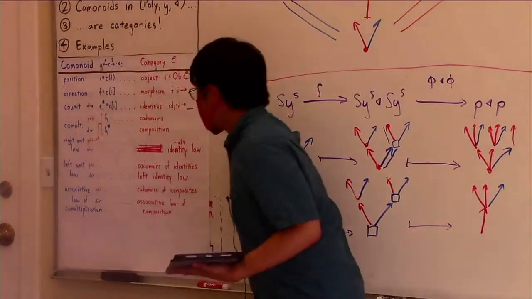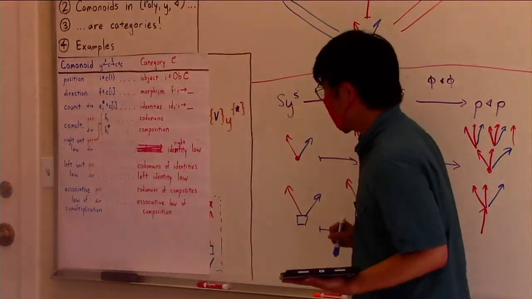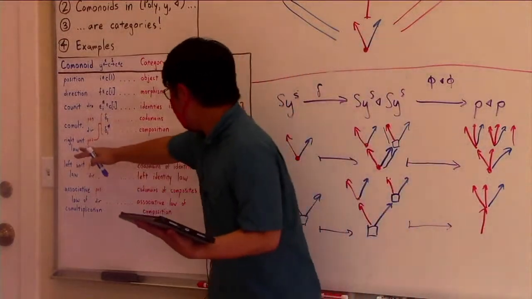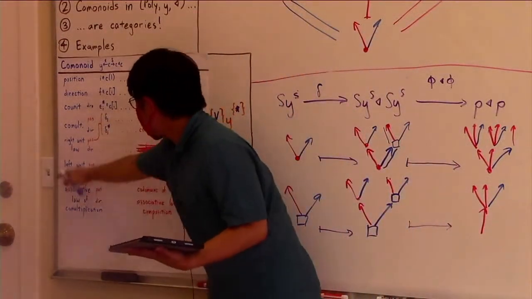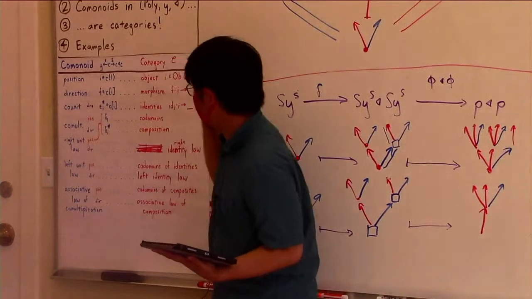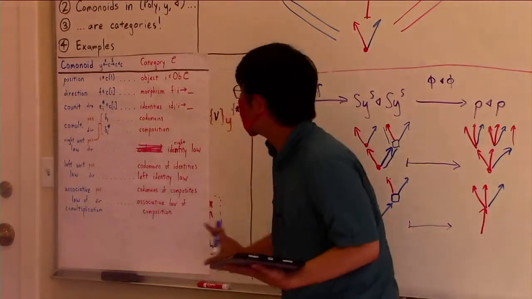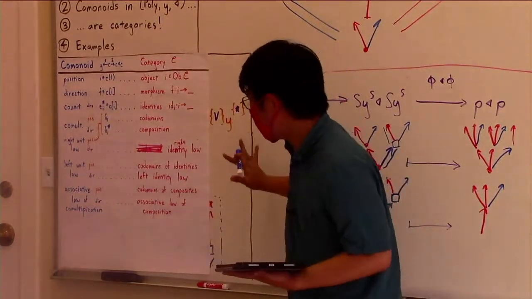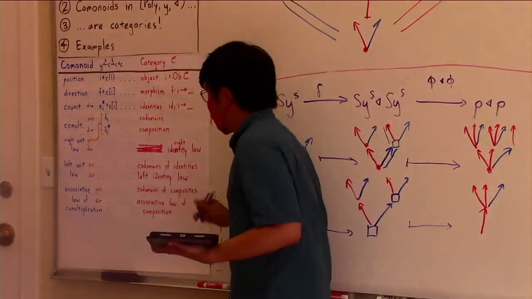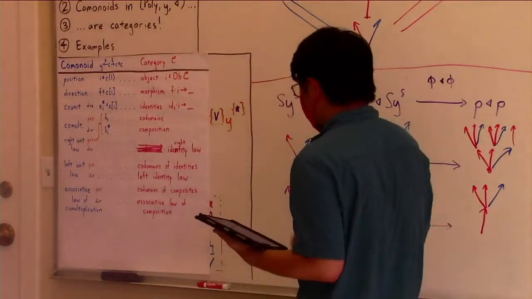And so that gives us all of the data we need for our category. Meanwhile, all of the comonoid laws are going to correspond to certain laws for our category. And you're going to see that this is just going to be a one-to-one correspondence.